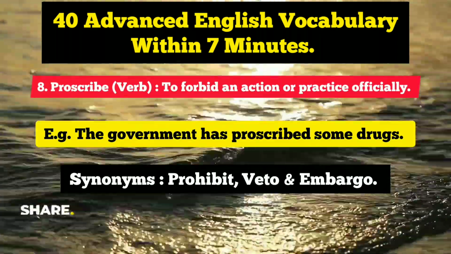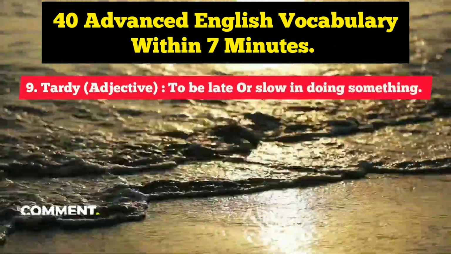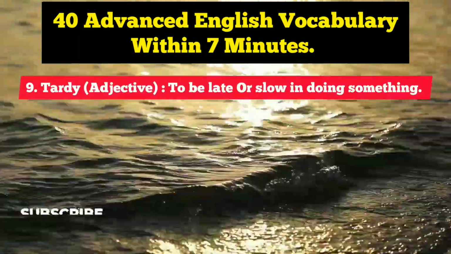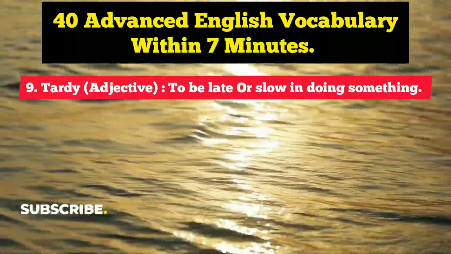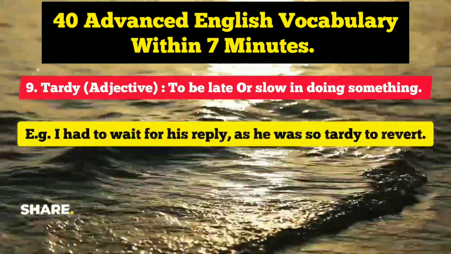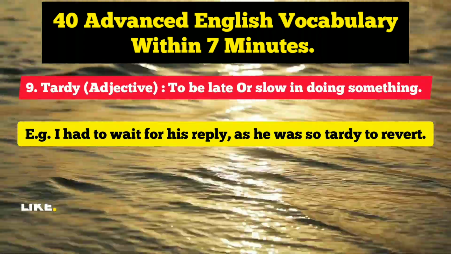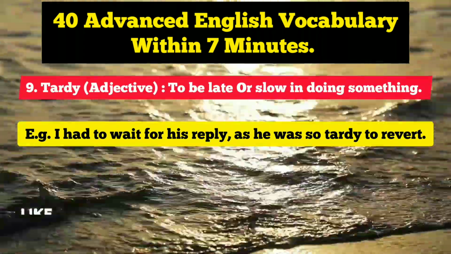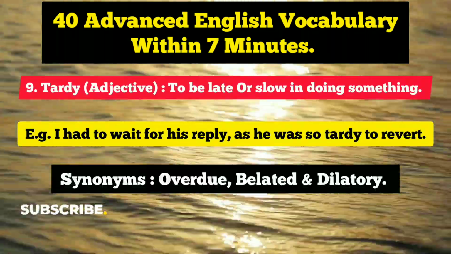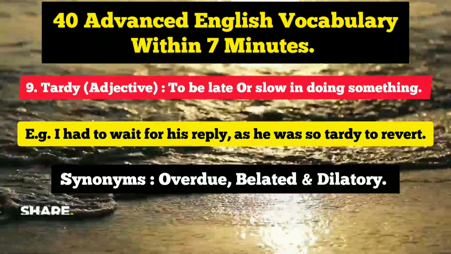So up next we are going to concentrate on the 9th advanced English vocabulary that you see on your screen. Tardy. It's an adjective. It means to be late or slow in doing something, called tardy. As you see the example, I had to wait for his reply as he was so tardy to revert. That means he was late and slow to revert. So we can use synonyms as you see on your screen. The first is overdue, the second is belated, and the third is dilatory.